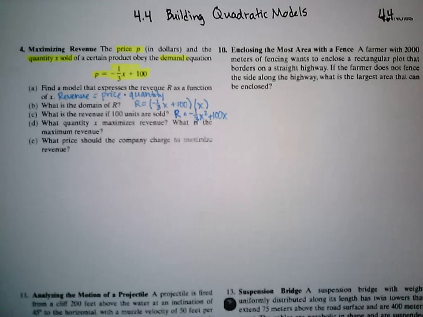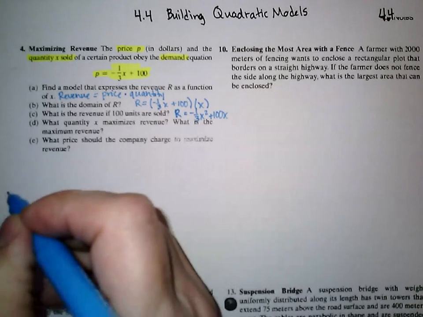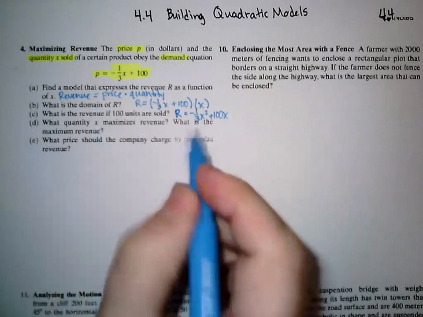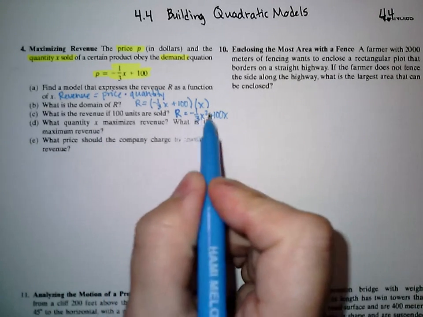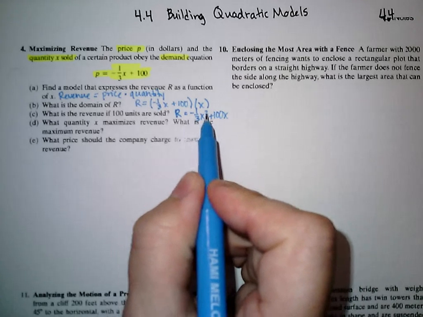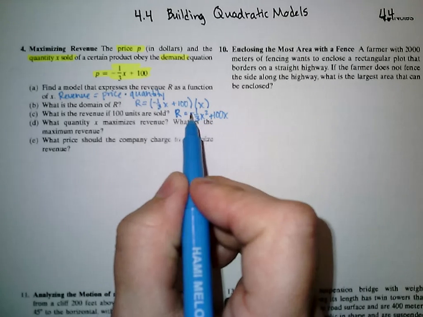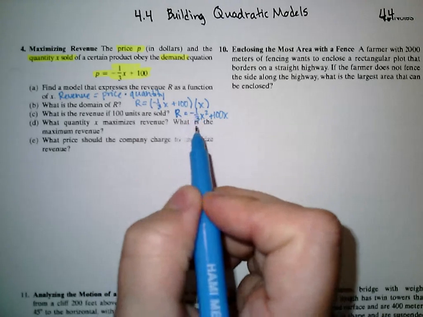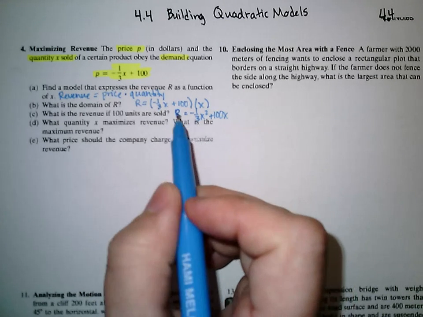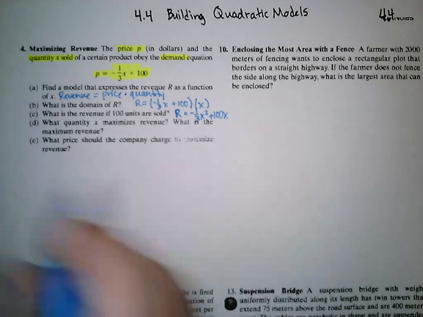Part B, what is the domain of R? We want to think about what the graph of R looks like, and then we'll talk about the domain. So part A and B, I'm going to draw a picture of this. This is a parabola, right? Because it's x squared, and it opens down because of that reflection over the x-axis, and it's got a compression of 1/3.